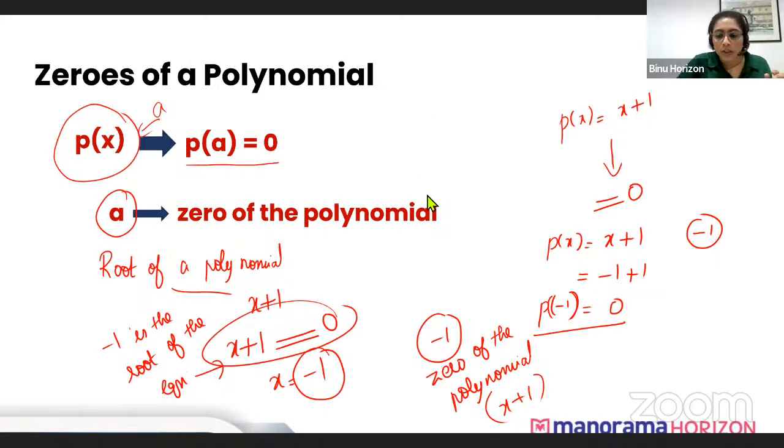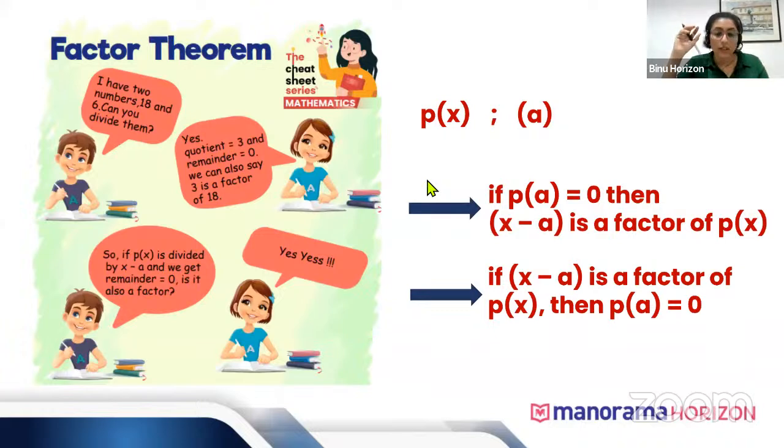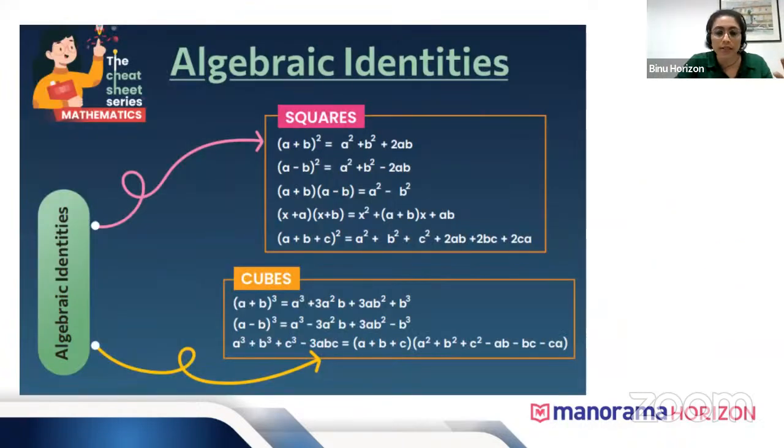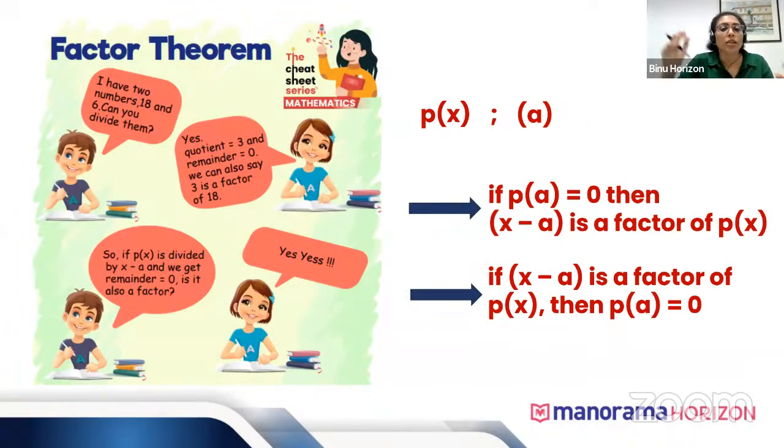Now, one more thing we have to learn in this is the factor theorem. Not one more thing, the second last topic. One is the factor theorem, then how to find factors and algebraic identities. So the factor theorem basically means what? This is again a flashcard screenshot. I have kept it over here.